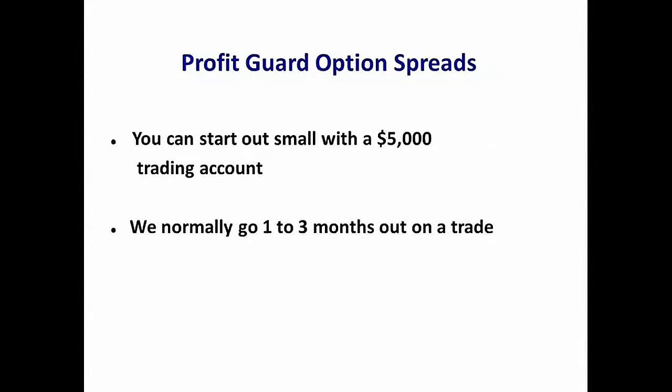With profit guard spreads, you can start out small with a $5,000 trading account. We normally go out 1 to 3 months on a profit guard spread trade.